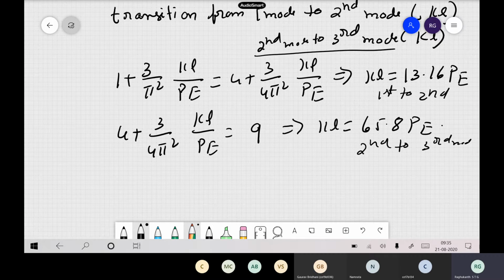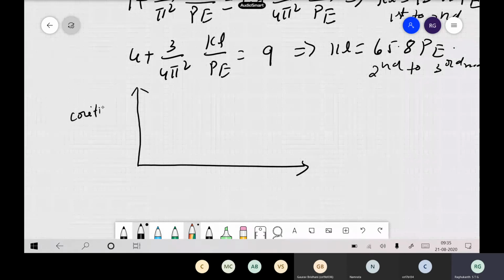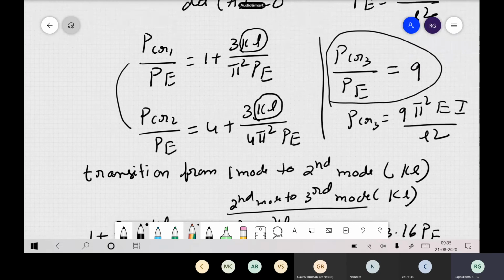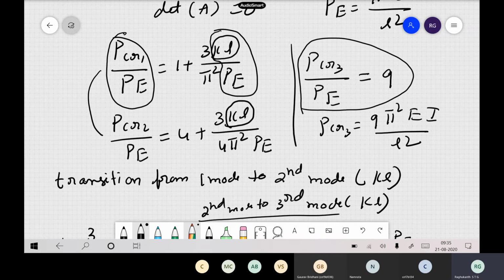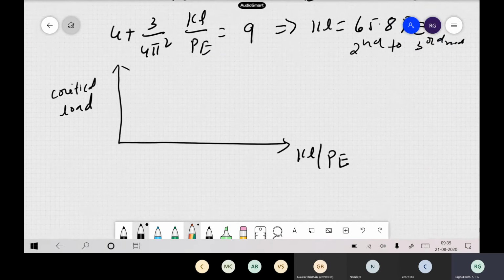And if you draw the diagrams, load versus deflection, or rather the critical load versus your foundation stiffness KL by PE, what type of shape do you get? See this expression. If you plot PCR versus KL by PE, you followed, right, so this type of graph if you try to plot, now you have to mark those.